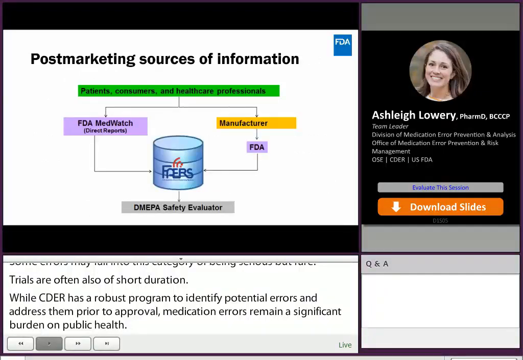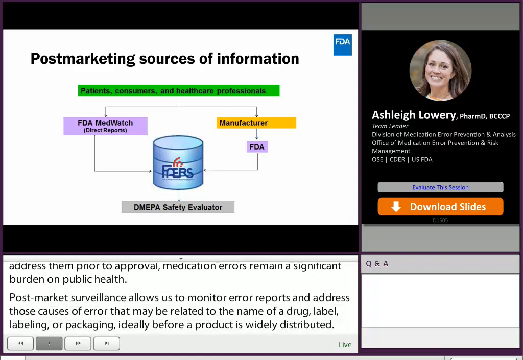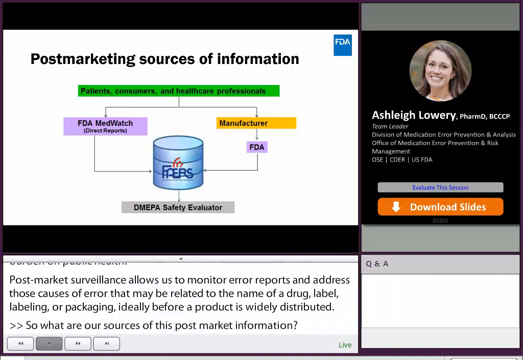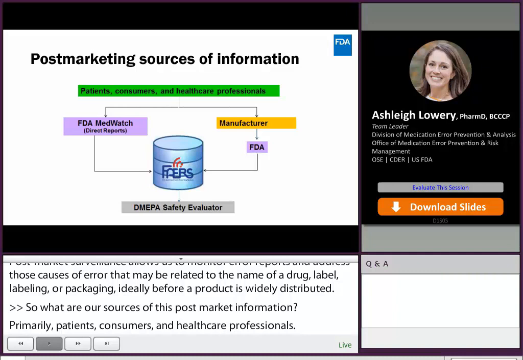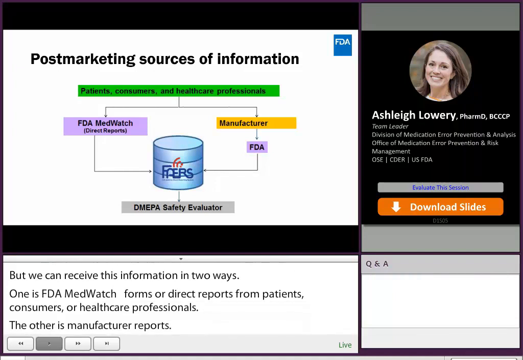So what are our sources of this post-market information? Primarily patients, consumers, and healthcare professionals, but we can receive this information in two ways. One is FDA MedWatch forms or direct reports from patients, consumers, or healthcare professionals, and the other is manufacturer reports. But both of these types of reports go into FAERS, or the FDA Adverse Event Reporting System, which I know you'll be hearing more about tomorrow in detail. But these reports can then be reviewed by a safety evaluator within DMEPA for medication errors.